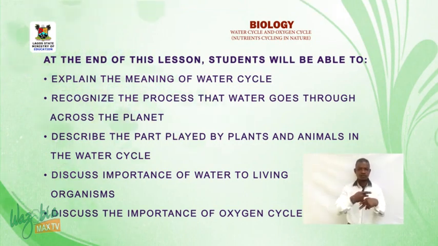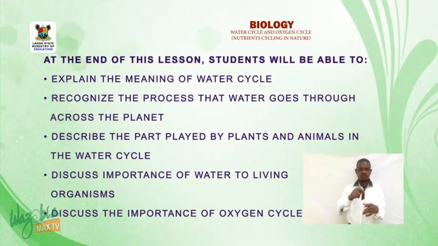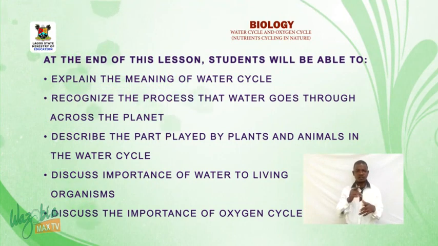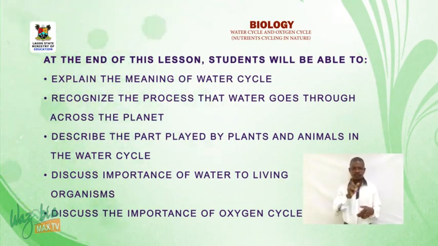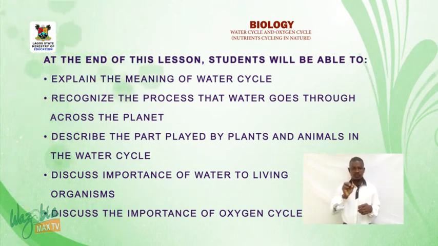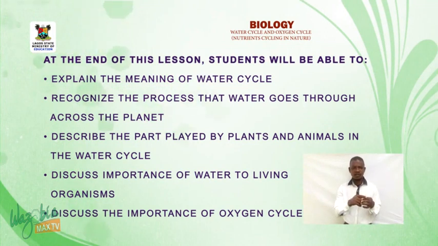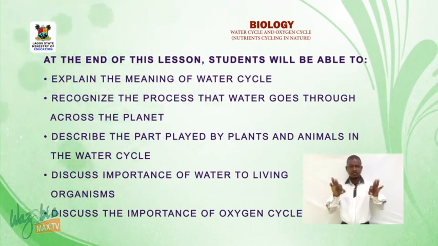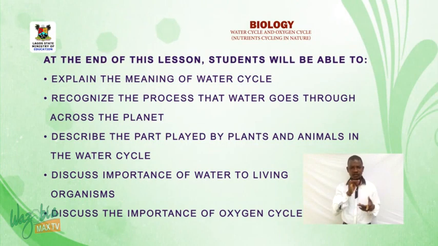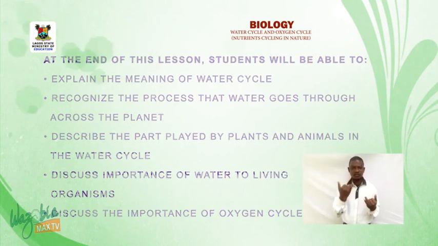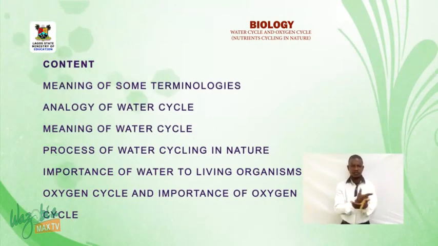Recognize the process that water goes through across the planet. Describe the parts played by plants and animals in the water cycle. Discuss the importance of water to living organisms and discuss the importance of oxygen cycle. Now let us enjoy the lesson together.